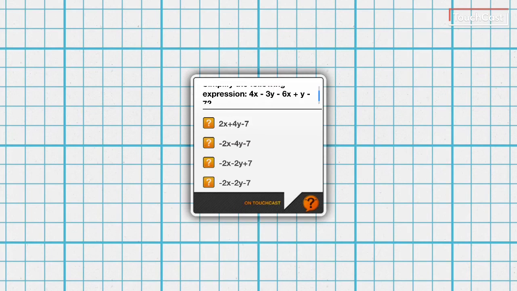Please simplify the following expression. 4x minus 3y minus 6x plus y minus 7.